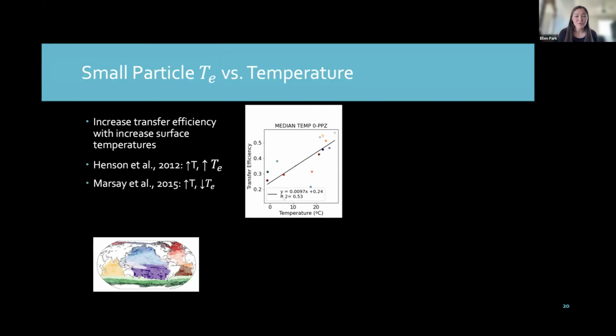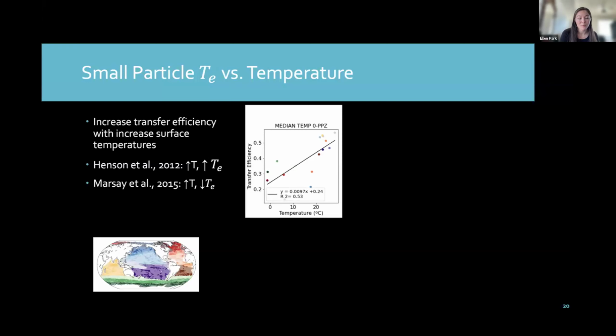And so when we have these latitudinal trends, we can think about how the transfer efficiency varies with temperature. And so here we're looking at the surface temperature, which we're defining as between 0 and the primary production zone depth in each biome. And we can see a positive correlation between the transfer efficiency and temperature. This kind of result was found in Henson et al. 2012, where with increasing temperature, we're seeing an increase in transfer efficiency, but sometimes more classically, we would expect, and other papers have found as well, that when we're increasing temperature, we would expect a decrease in transfer efficiency because there's higher rates of respiration with temperature.